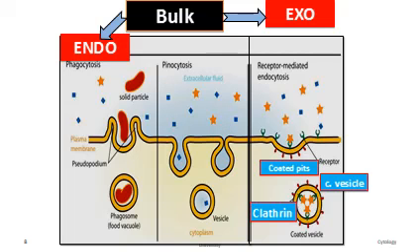For the secondary one, I want you to memorize this photo. Large structures enter the cell by a process known as endocytosis. If the particle is solid, we will have a phagosome, and if it is fluid, we will have a pinocytic vesicle. Large particles can also leave the cell to the outside by a process known as exocytosis.